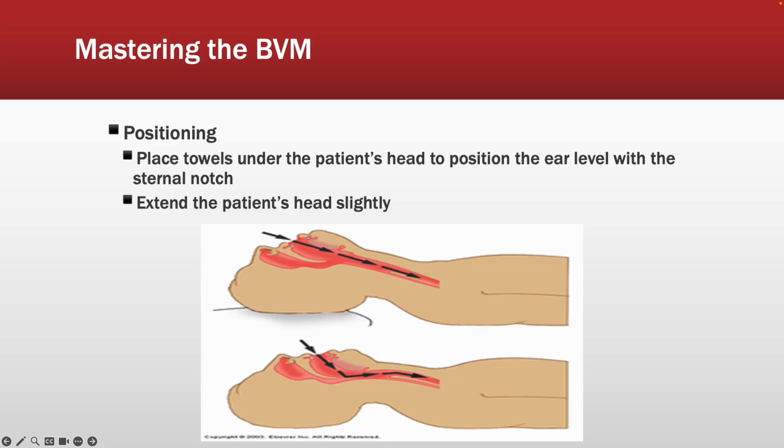Positioning. Sometimes it helps to place towels under the patient's head to position the ear level with the sternal notch, and then extend the patient's head slightly. That's going to open that airway up and keep it from being kinked like you see in that lower picture. If we can open that airway up, it's much easier to ventilate these patients.